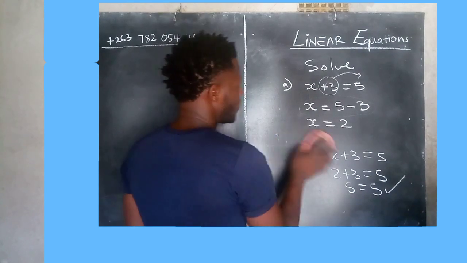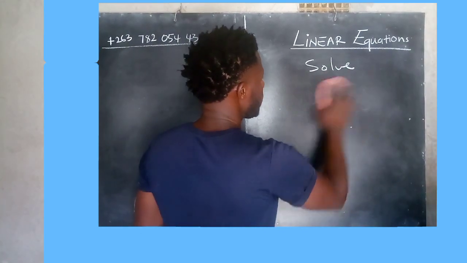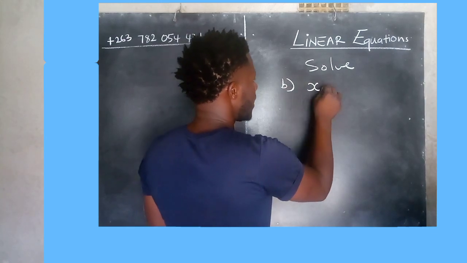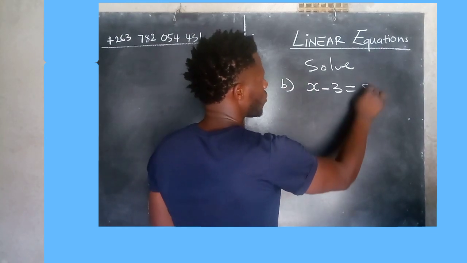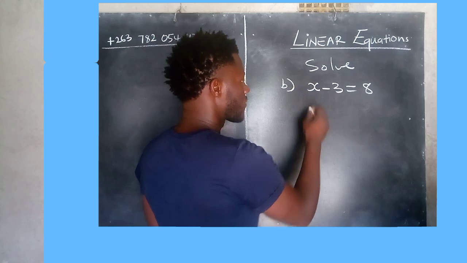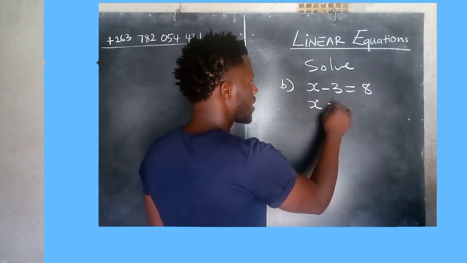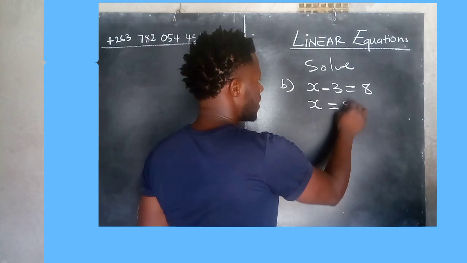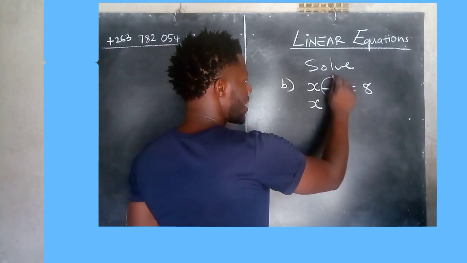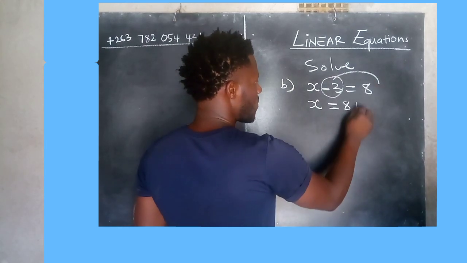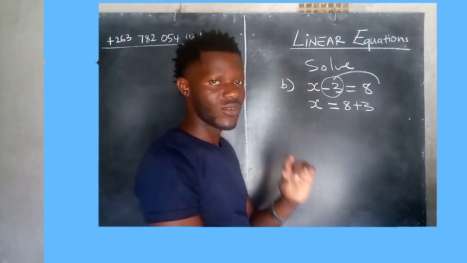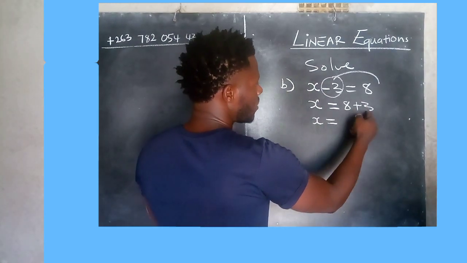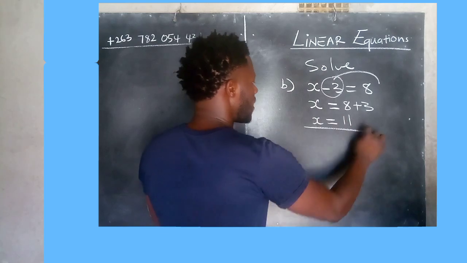Let me present one more example. Example number B: solve x minus 3 is equal to 8. So in this case, x will remain. Then we say equals to. Start by writing down the term which is already there on the other side. Then you group this, which was minus 3. It shall become positive 3 according to the rule, change side, change sign. So now x is equal to 8 plus 3, which is 11.